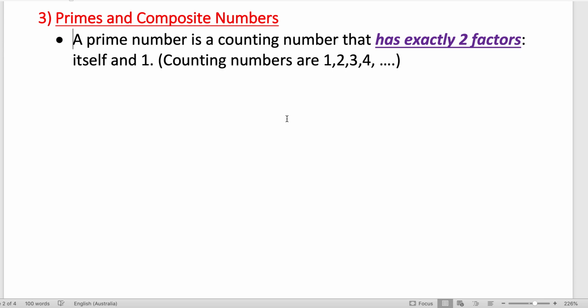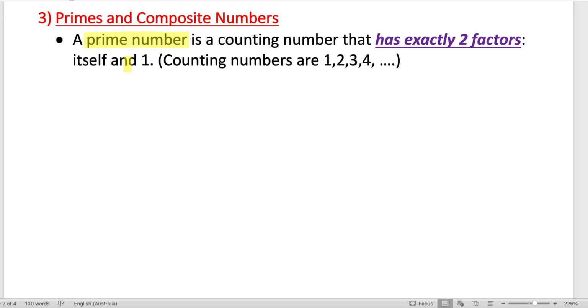Okay, girls, let's talk about prime and composite numbers. So let's do the definition of prime numbers first. A prime number is a counting number that has exactly two factors, itself and 1. Remember that counting numbers are 1, 2, 3, 4, and so on.